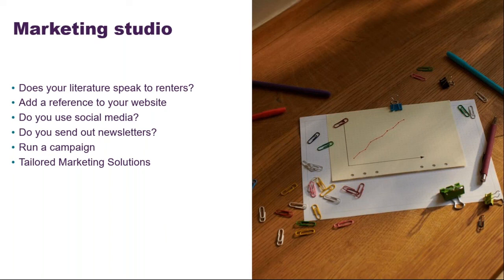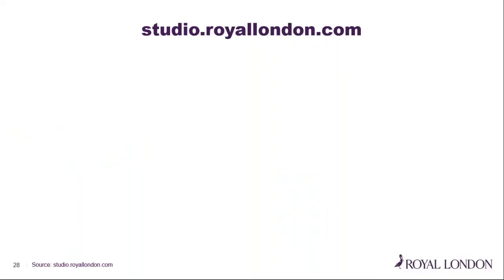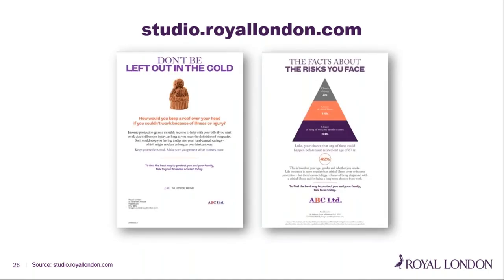Next slide, please. You can see on the screen now the address studio.royallondon.com, and that will get you to our marketing studio. And here, if we click again, you'll be able to see a wide range of marketing material to help you make the case for protection. It will help you catch clients' attention with the risks that are relevant to them, and you'll be able to create your own marketing material.